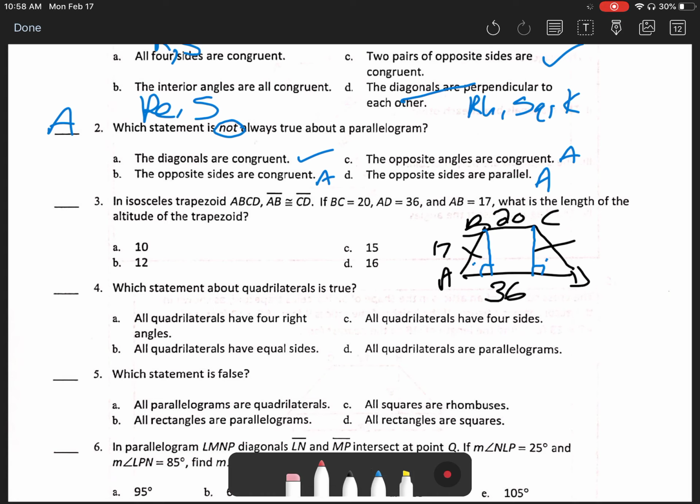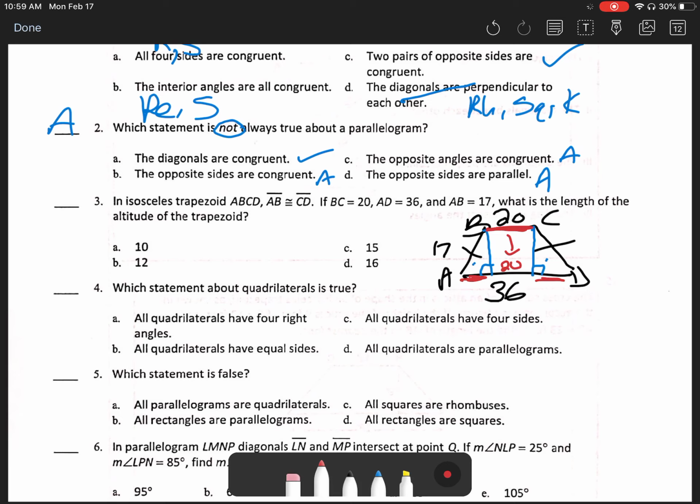With right triangles, right now I don't have enough information. I only have two pieces of information. I need three to solve parts of a right triangle. So I need another side or an angle. I don't know anything about the angles, but if I could find this side, then I could use the Pythagorean theorem to solve.